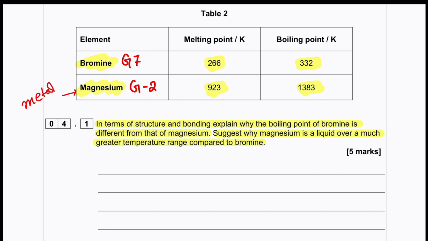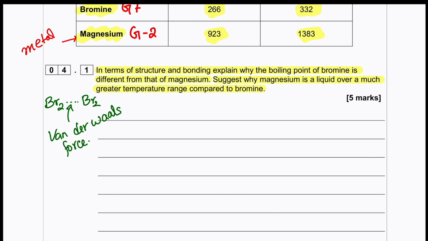So when it comes to their structures, let's look into what kind of structure they have. Bromine is a diatomic element. So between two bromine molecules, there will be weak van der Waals force of attraction or London dispersion forces. Whereas magnesium is a metal, so the magnesium metal would have two delocalized electrons because it is a group 2 metal, and the two delocalized electrons would have an electrostatic force of attraction with the magnesium ion.